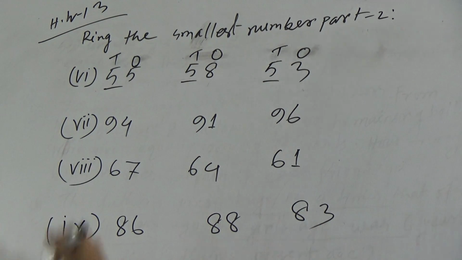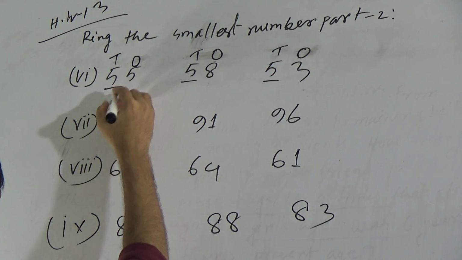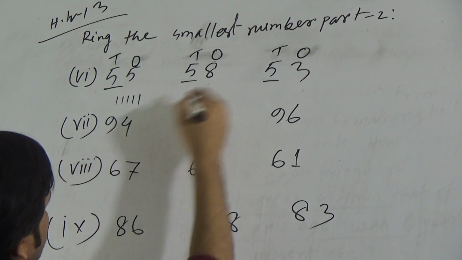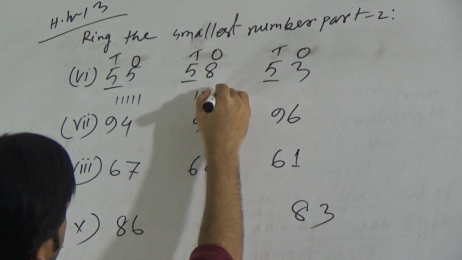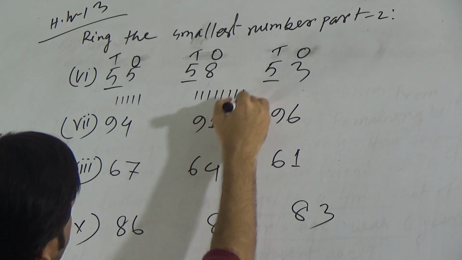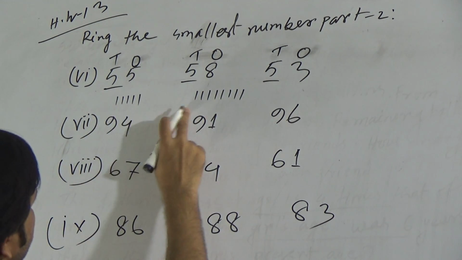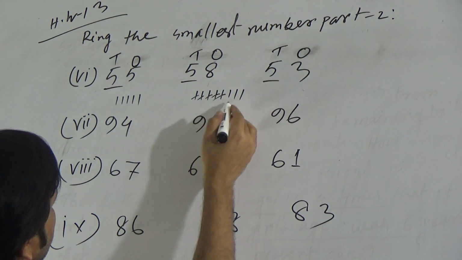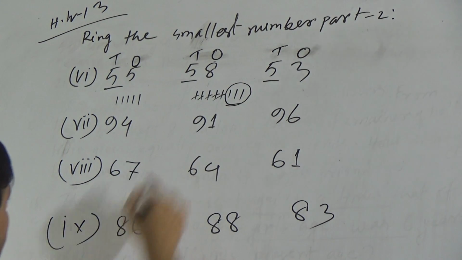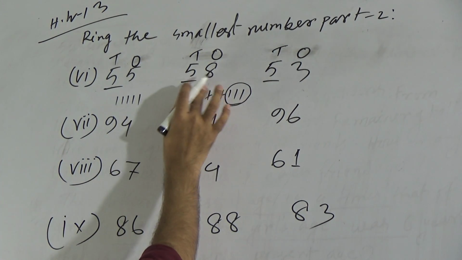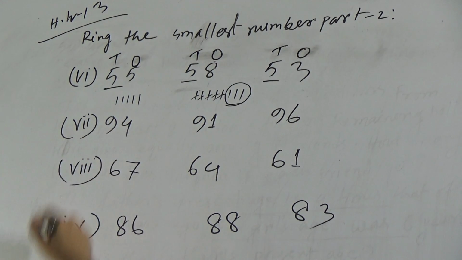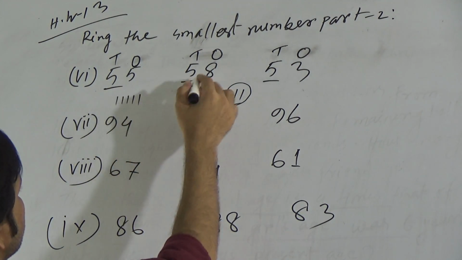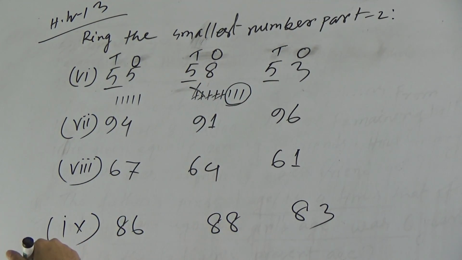Now see, 5 means we can consider 5 sticks. 1, 2, 3, 4, 5. 8 means we can consider 8 sticks. 1, 2, 3, 4, 5, 6, 7, 8. Now here are 5 sticks, here are 8 sticks. We can cut 1, 2, 3, 4, 5. Now 3 sticks left here. It means that 58 is greater. So we can say 55 is smaller between 55 and 58. Now this number is vanished as this is not smaller.